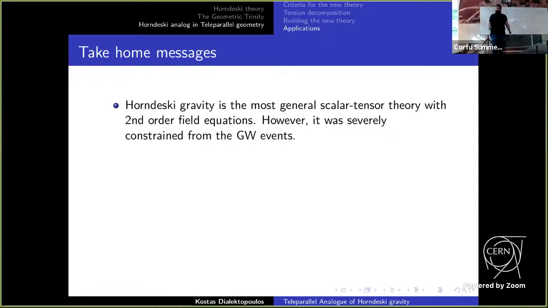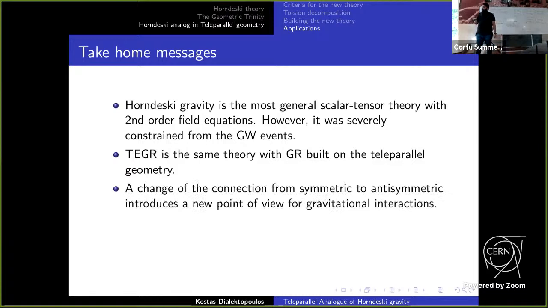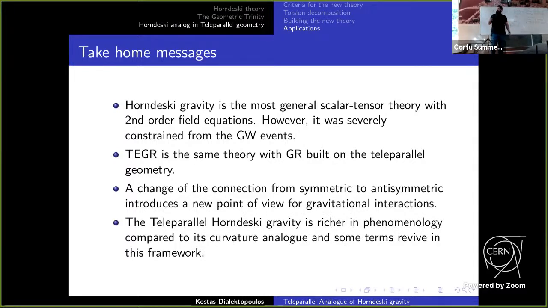So just a take-home message. Horndeski gravity is the most general scalar-tensor theory in 4 dimensions, leading to second-order field equations. However, it was severely constrained by gravitational waves. TEGR, the teleparallel equivalent of general relativity, is built in another geometry, meaning that it exploits torsion instead of curvature. And the combination of the two creates the teleparallel analog of Horndeski theories, which does indeed include much more phenomenology than the standard Horndeski. Yeah, thanks a lot.